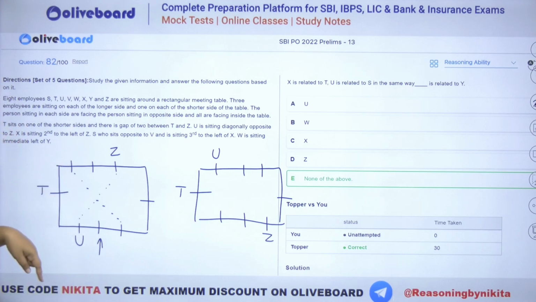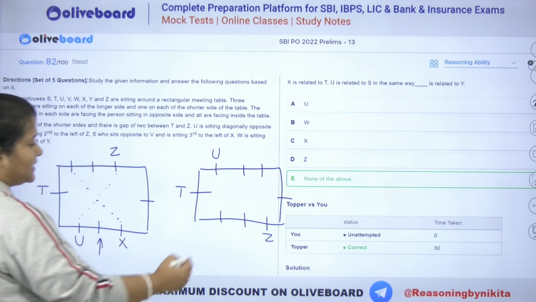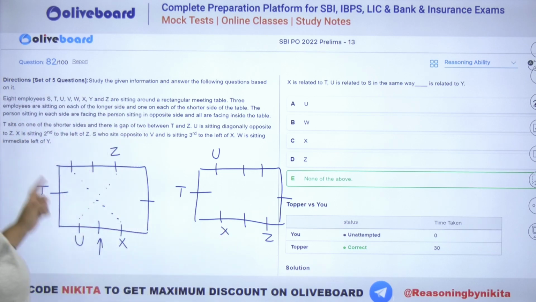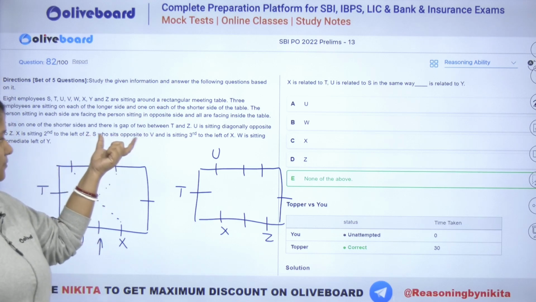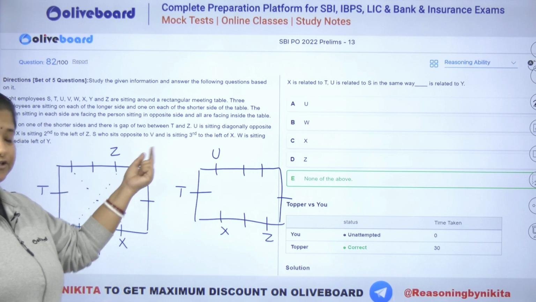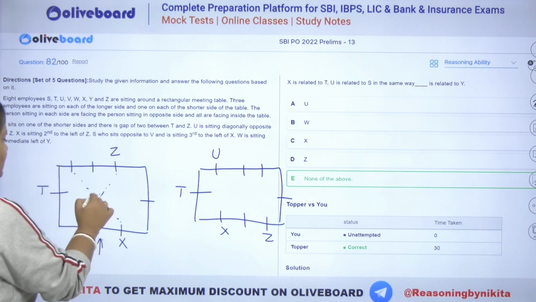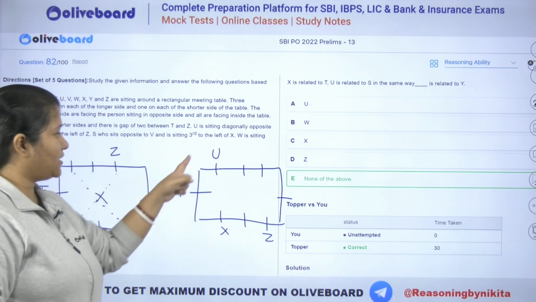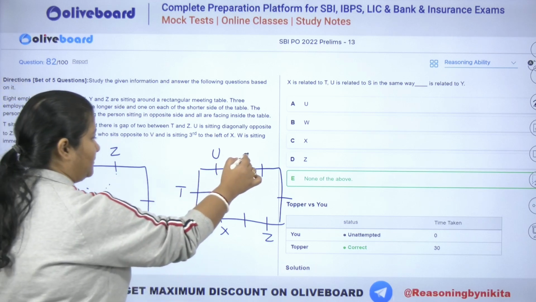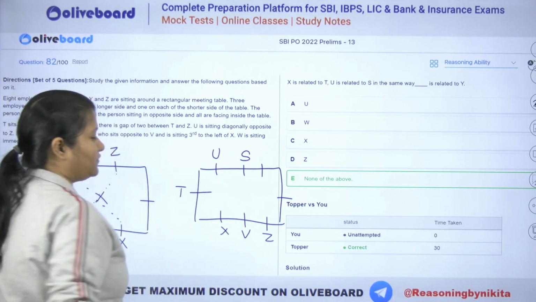Then X is second to the left of Z. So you can see X has to be second to the left of Z, something like this. Then we have S who sits opposite to V and is third to the left of X. That means we are giving you 2 pieces of information about S: S has to be opposite to V and third to the left of X. 1, 2, 3. We cannot place. Already we have T here. That means this is invalid. In this case, 1, 2, 3. So you can see S will be here, right? And he is opposite to V, so V will be like this.